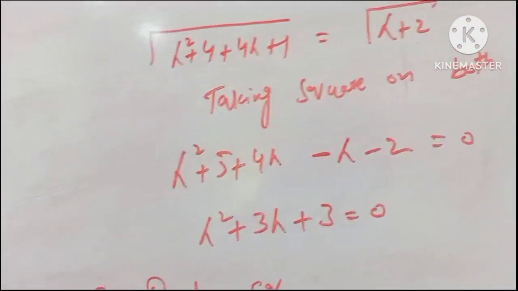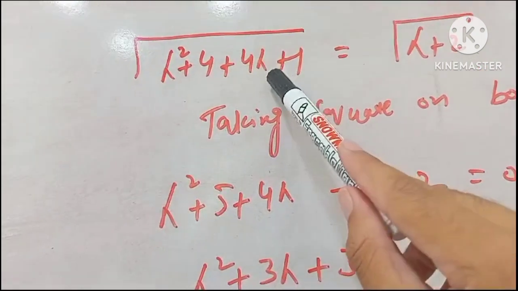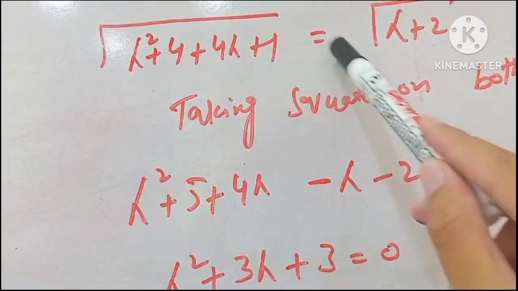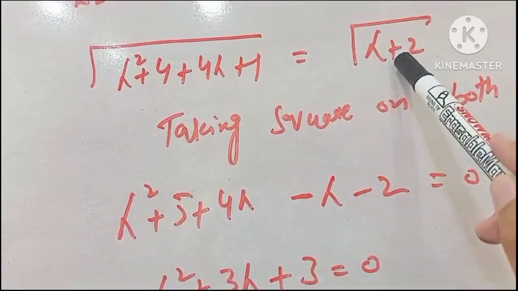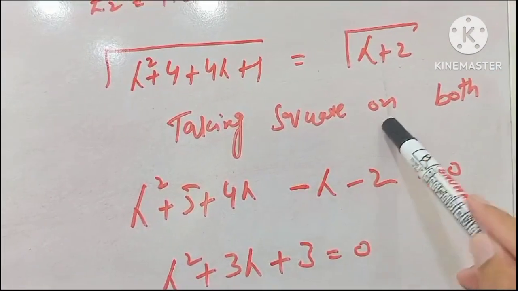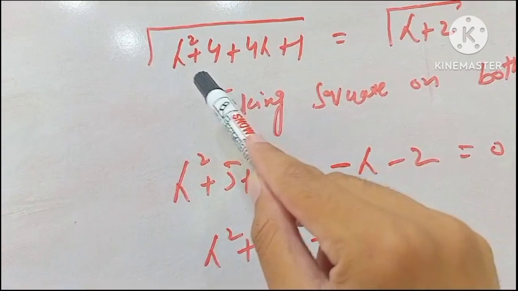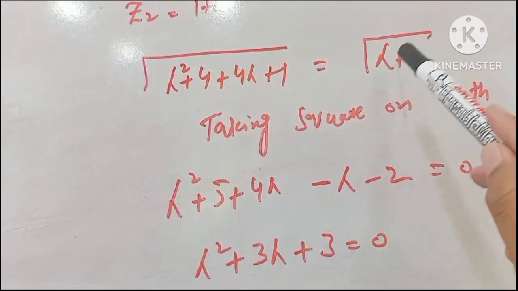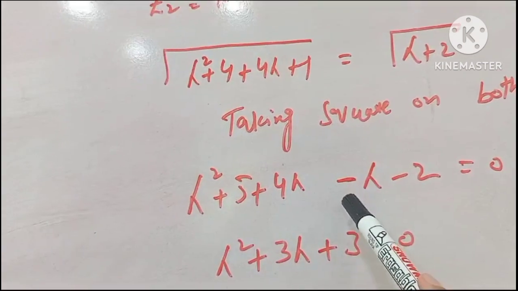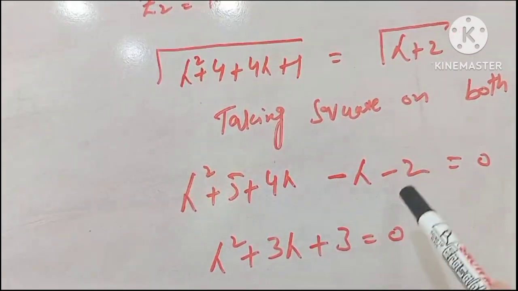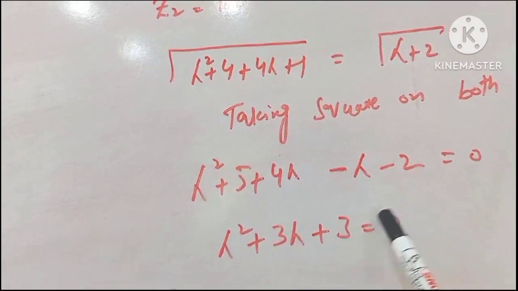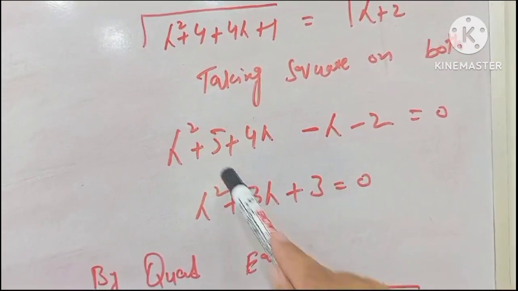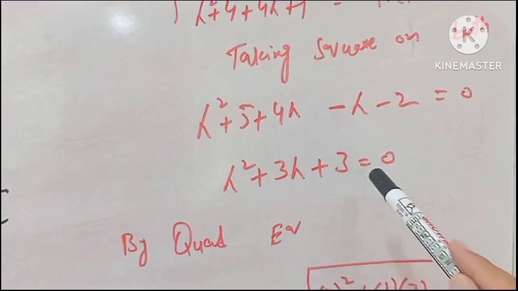Now opening the squares, it becomes lambda squared plus 4 plus 4 lambda plus 1 is equal to the square root of lambda plus 2. Taking the square on both sides, it becomes lambda squared, 4 plus 1 is 5, plus 4 lambda. Here lambda is positive, it becomes negative on this side, and plus 2 comes here and becomes negative. So lambda squared, 4 lambda minus lambda is 3 lambda, 5 minus 2 is 3, plus 3 equal to 0.